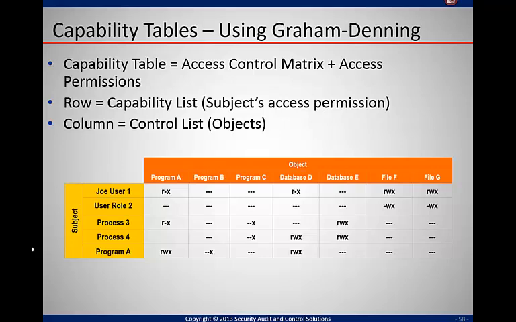Now, the capability table, so when we look at the previous one, we're going to take the access control matrix, then we're going to look at the access permissions, where the rows are capability lists. It's my subject access permissions, and my column is my control lists on the objects. So as you can see here, very similar to access control matrix, but now we have a capability of what a subject can do to an object.